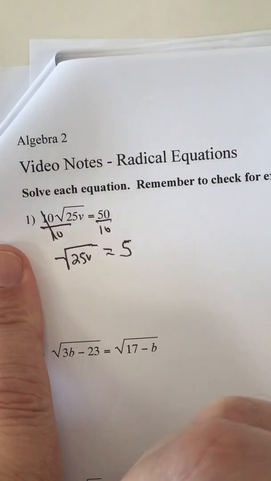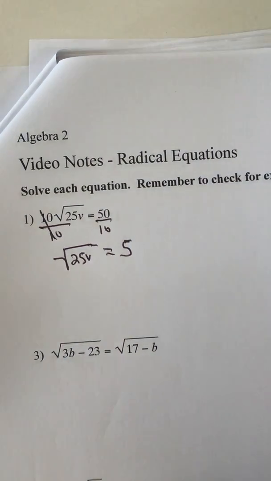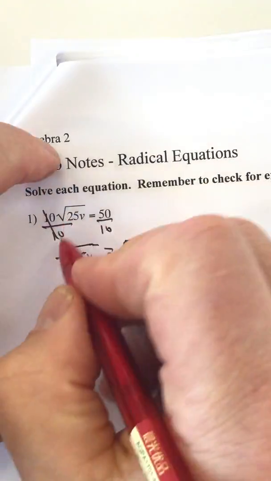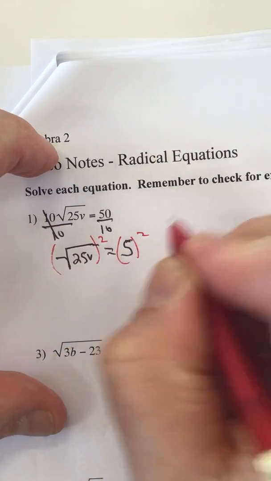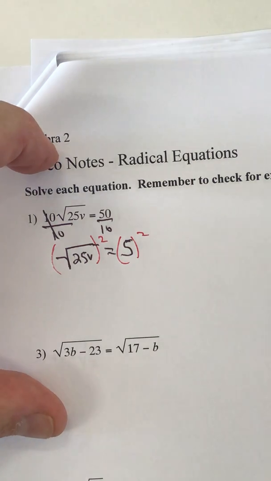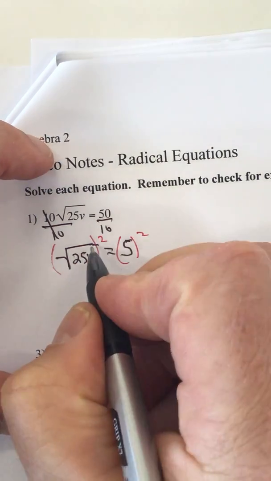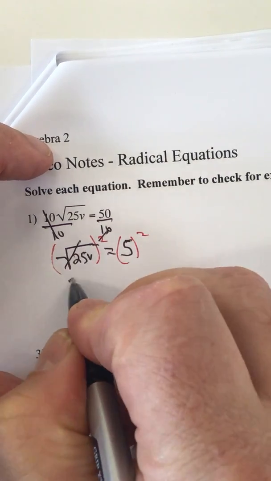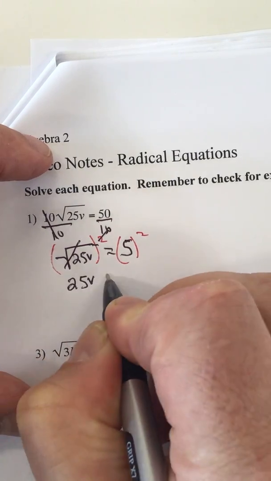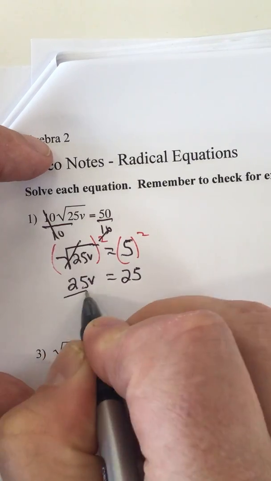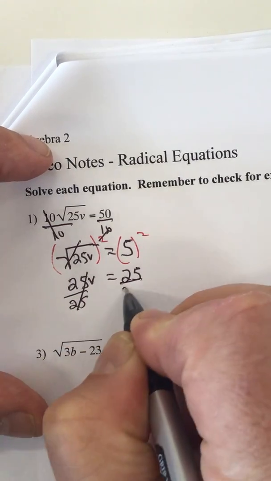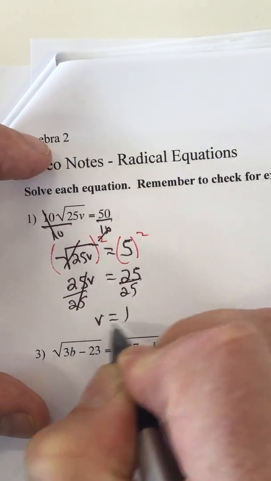Now, to get rid of a square root, we need a square. The opposite of a square root is a square, so I'm going to take this whole side and square it, and then take this whole side and square it. So you have to do it a side at a time. So here the square and square root go away and we just have 25v, and over here 5 squared is 25. Now I can keep going and divide off the 25, so v equals 1.